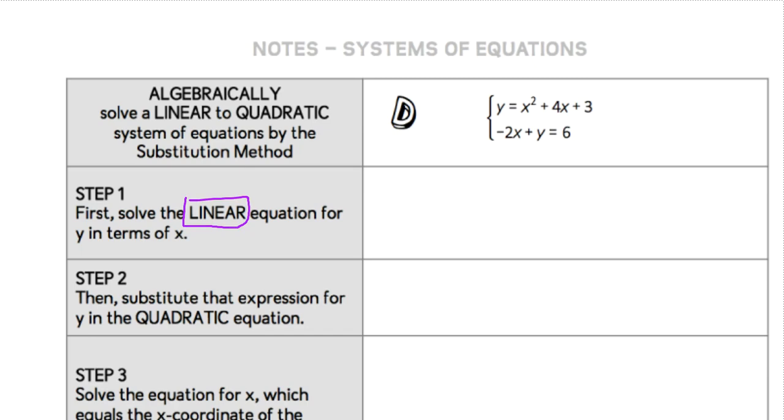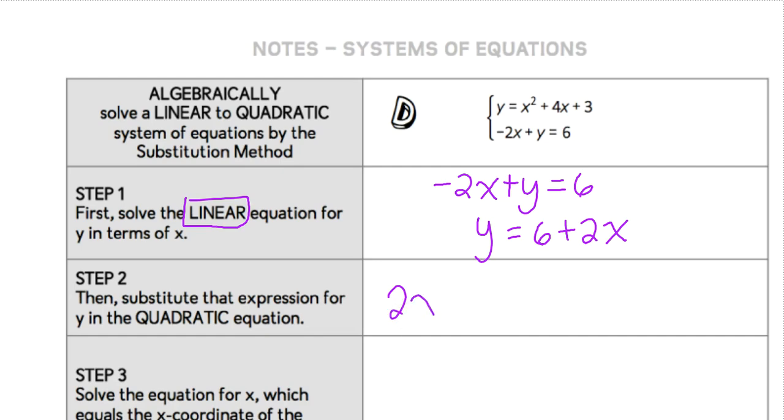So I'm going to take my linear equation, negative 2x plus y equals 6, and I'm going to isolate that y variable. So I do that by adding 2x and get 6 plus 2x. Now that I have that, step 2 is to substitute that into the quadratic. So for the y, I am going to substitute 2x plus 6 and then set it equal to the quadratic that was there.